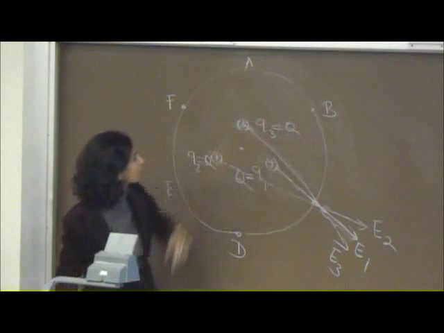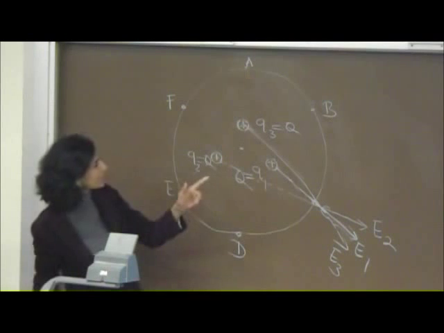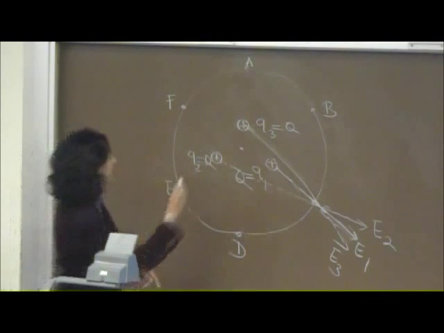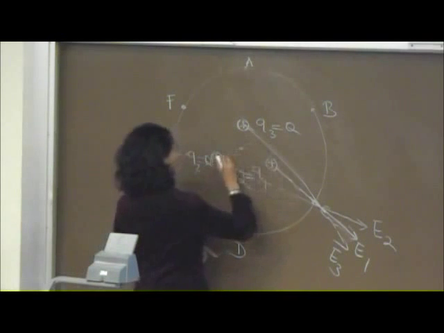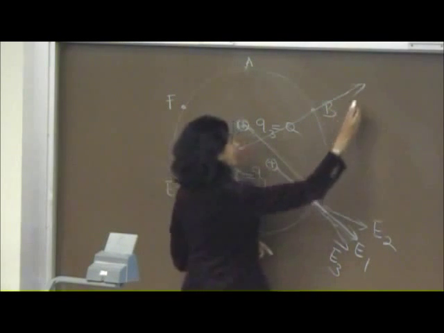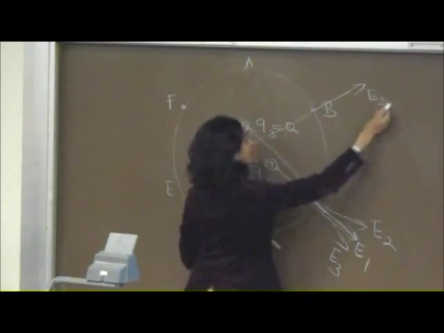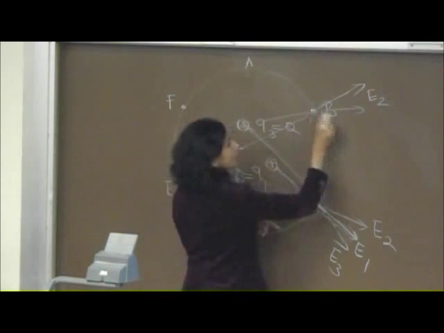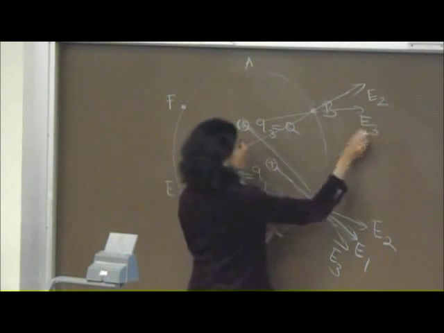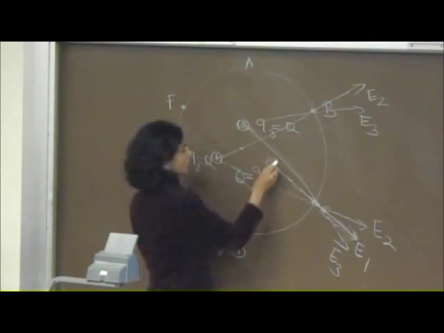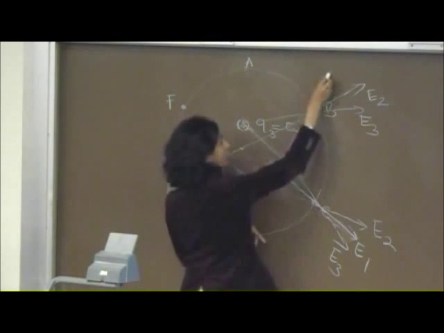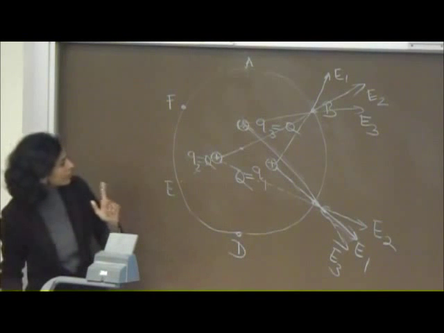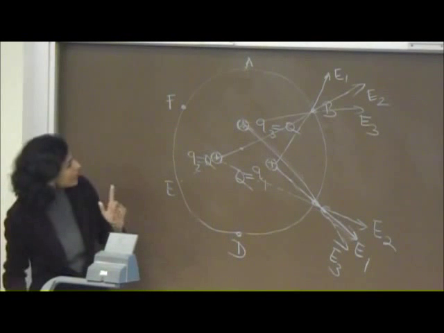No, there is no reason to believe it will be the same as B, because B doesn't have the same symmetry as these points. If you look at point B, what you will see is that this charge will have its electric field like this. This one will have its electric field this way. Let's give it a name E3, and this charge will have its electric field E1, which is this way.